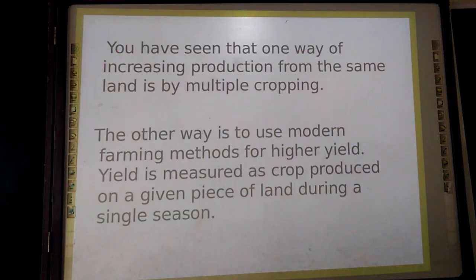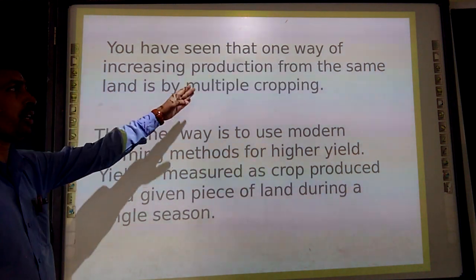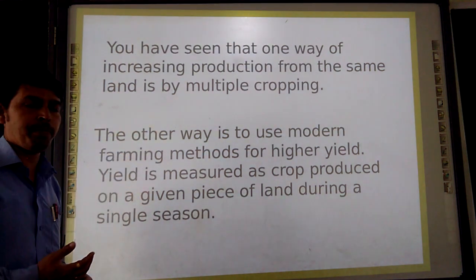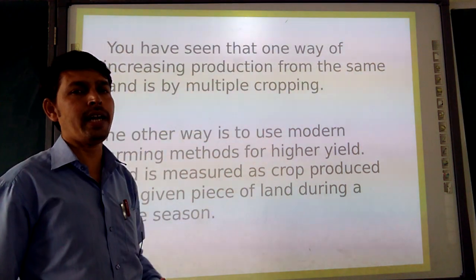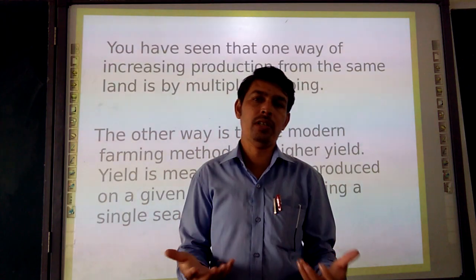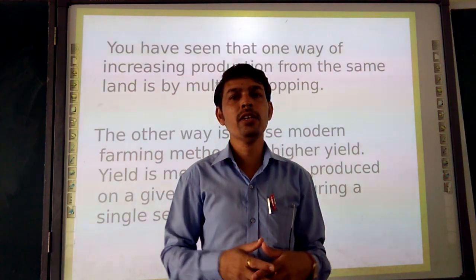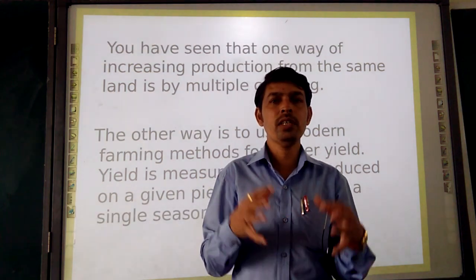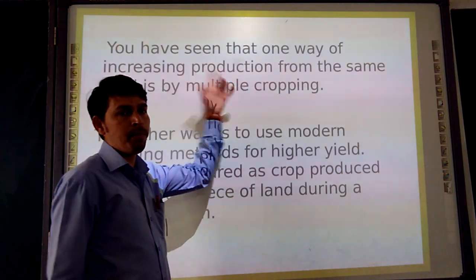First, you have seen that one way of increasing production from the same land is by multiplying the cropping pattern. That means the multiple cropping pattern the farmers are adopting, from the same land they are extracting more production. They are doing mixed cropping and getting more crops. On a single piece of land, they are growing different crops at the same time and getting the benefit of increased farm production.